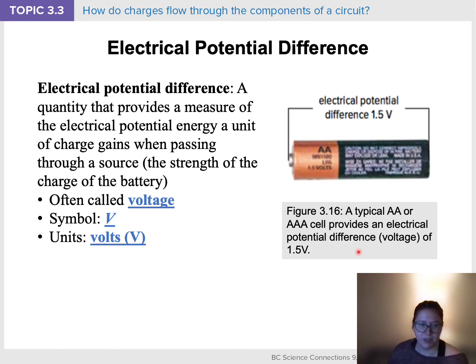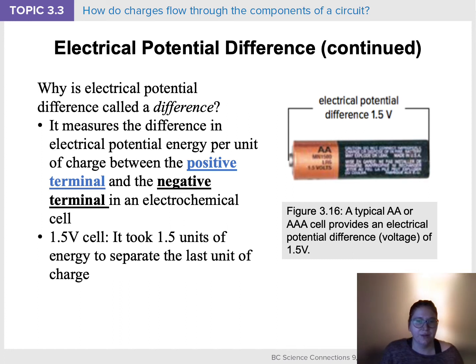The symbol for electrical potential difference is a capital V, and the units are called volts, and the symbol for the unit is a capital V. This is named after Italian physicist Alessandro Volta, and he is credited as making the first battery. So that's why we call it voltage, after his last name, Volta. A typical AA or AAA cell provides an electrical potential difference, or voltage, of 1.5 volts.